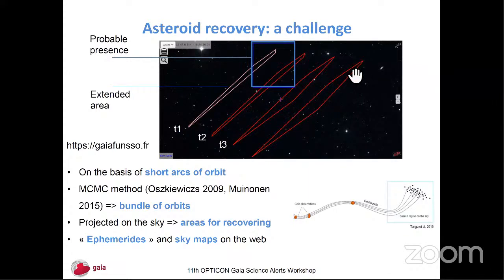And that means that we are only able to give a zone of probable presence of these asteroids, and the observers have to use their field of view to pave the zone eventually in order to recover the asteroids.